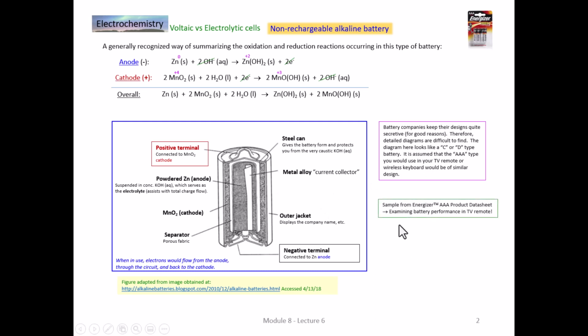I obtained a sample data sheet from the Energizer product website, and they were examining the battery performance in a TV remote. The thing I just want to show you here is that they're monitoring voltage as a function of service time, and you can see they were interested in how the voltage drops with the number of hours of constant use of this TV remote. You look at this and say, gee, my TV remote lasts more than a day. Well, you only push the button when you want something to happen. You don't have it on continuously.